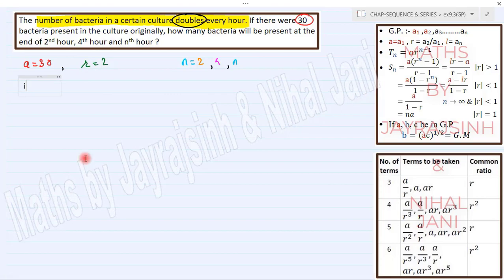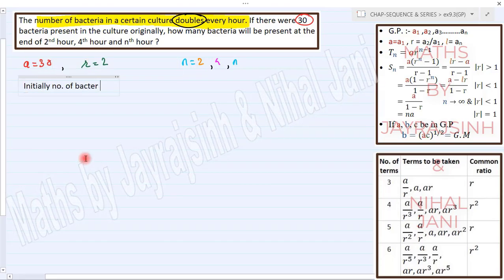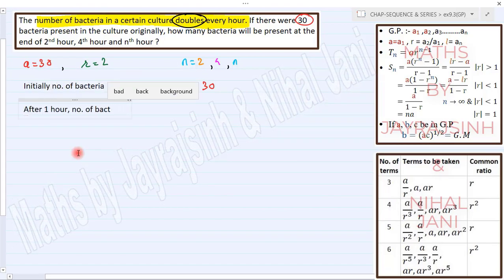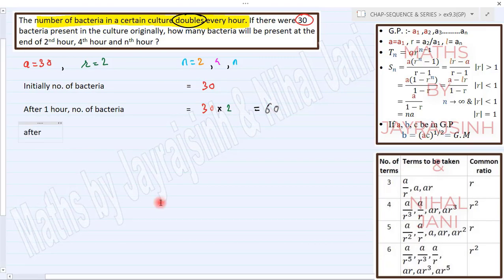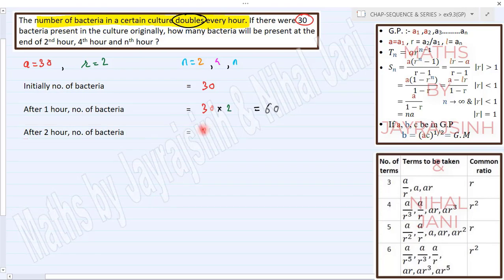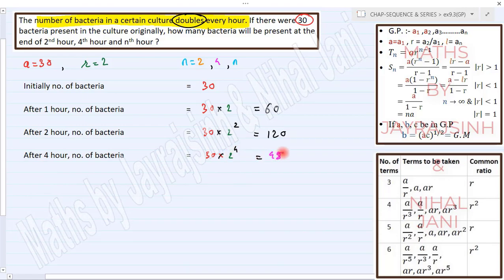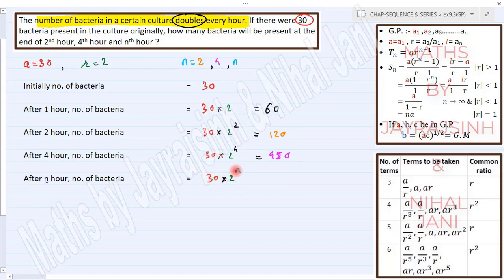So let's say initially the number of bacteria is equal to 30, then at the end of the first hour it will be its double, or we can say 60. Similarly, after 2 hours the number of bacteria will be again double, or we can say 120. So we can say after 4 hours the number of bacteria will be 30 into 2 raised to 4, or we can say 480. And after n hours it will be 30 into 2 raised to n. So ta-da! We get our required answers.